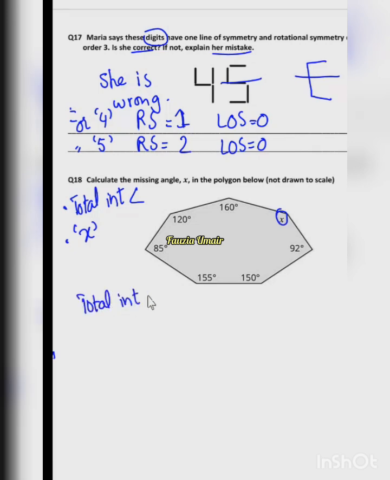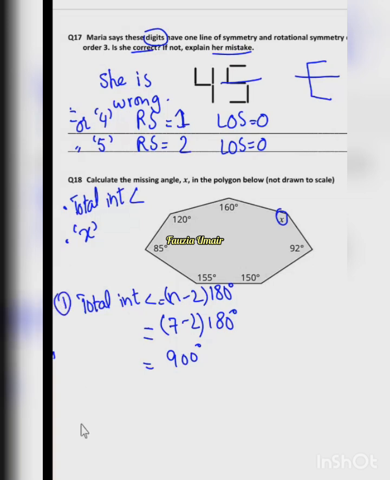So which formula is this? N minus 2 into 180 degree. What is n in this figure? How many angles? 7. So it is 7 minus 2. So what is 5 into 180? 900. So it's a heptagon basically. It's a 7 corner shape. And we know that the total interior angle of a heptagon is 900. So now the first step is done.